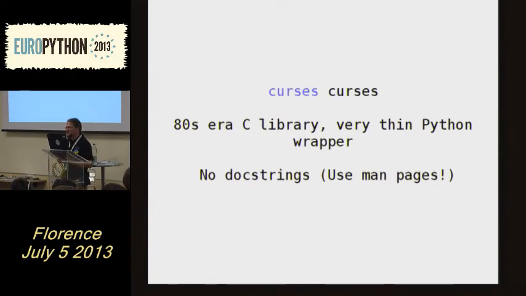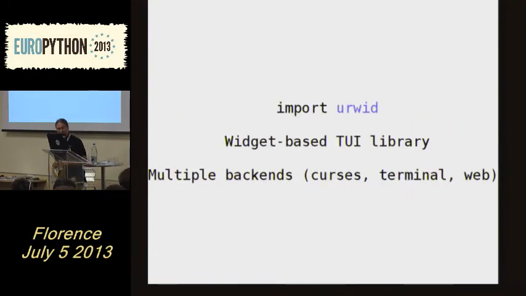The Python wrapper is very thin, so if you use characters, for example, you have to use the integer numbers for them. There are not many docstrings. It's pretty bad. But if you know how terminals work, and if you've used it before in C, then it's perfect. For the rest of us, there's Urwid, which is a widget-based library, like what you'd find in, say, Qt or Kiwi or something like that.